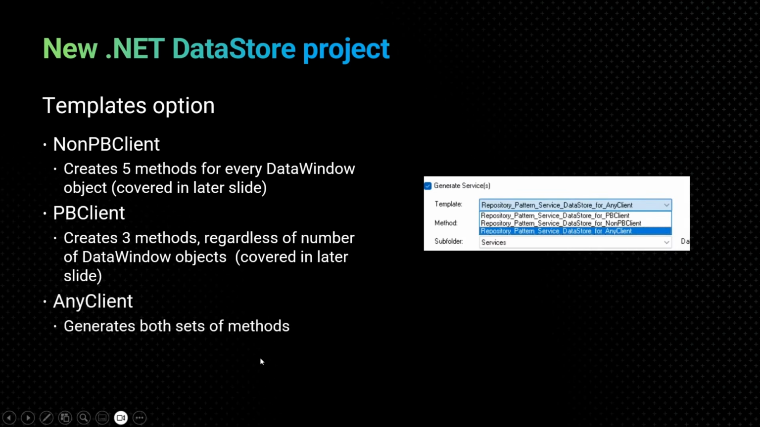And then Any Client basically generates both sets of methods. So you get 8 methods, and now you can have PowerBuilder clients calling your web services and non-PowerBuilder clients calling your web services.